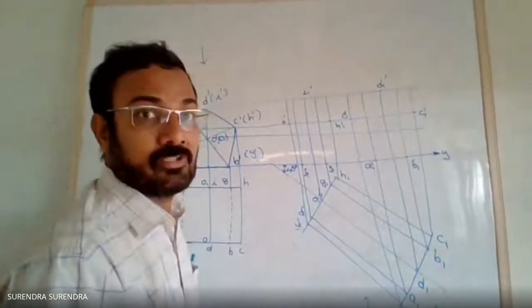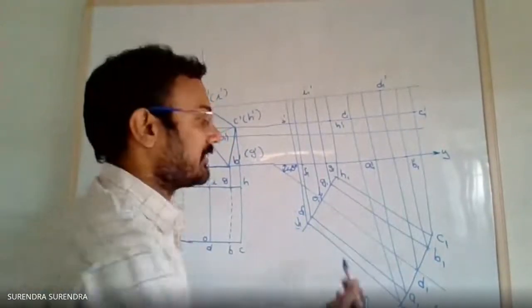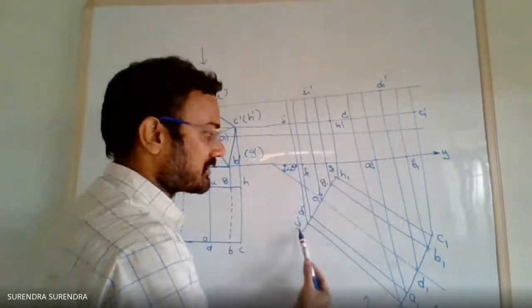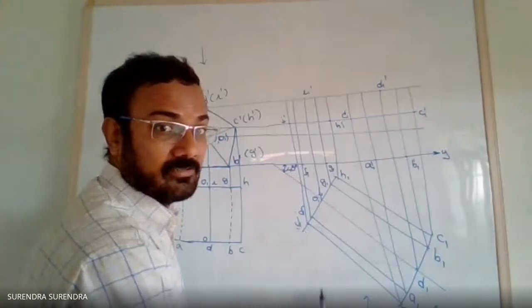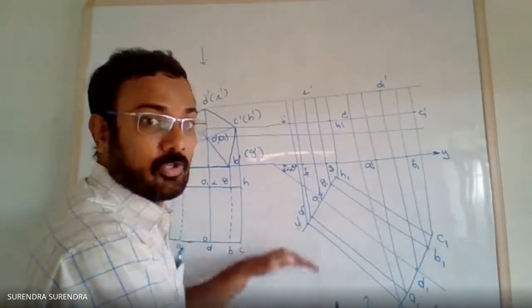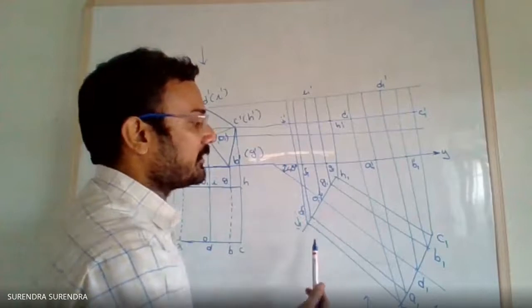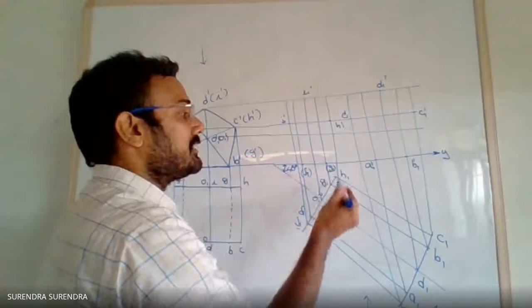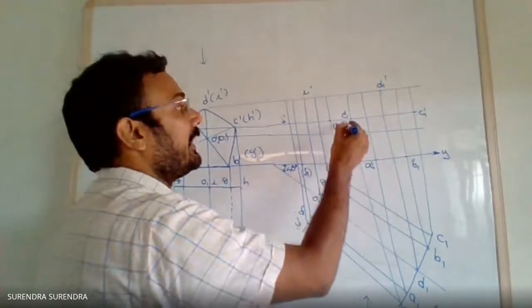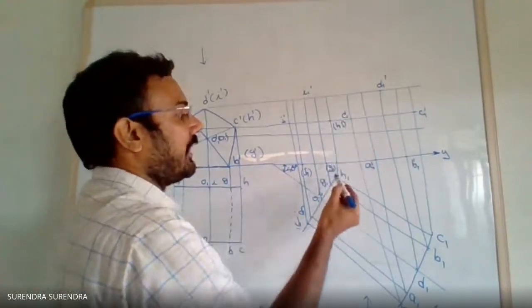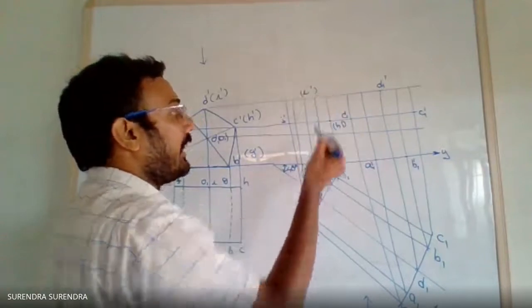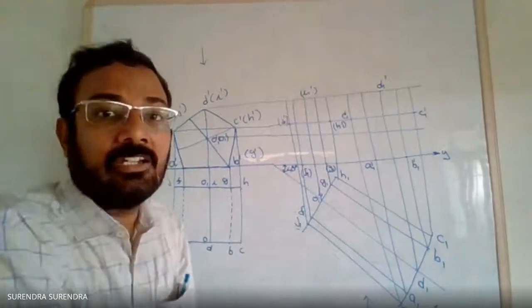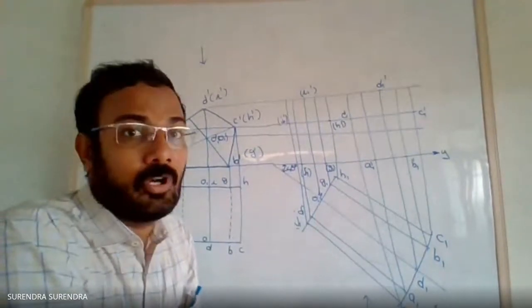Point J is also visible. Possible hiding points are F, I, G, H. As you are seeing in this direction, point J is also visible. There is no restriction in the viewing direction. So, possible hiding points are F, G, H, and I, and also J. These are the possible hiding points.